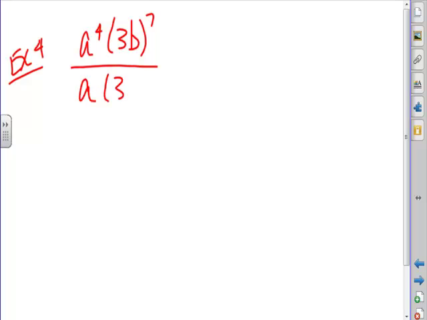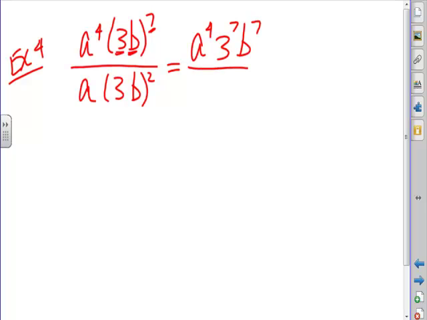Say you are asked to simplify a to the 4th times 3b to the 7th all over a times 3b squared. Now, there are many different ways to do problems like this, but I'm going to attack it from what I think is the easiest way. So if I have a 3 times a b in parentheses to the 7th, it's the same as 3 to the 7th b to the 7th. And I'm going to do the same thing down here. So on the bottom I have this a, but then I have this 3b squared. So that's the same as 3 squared times b squared.